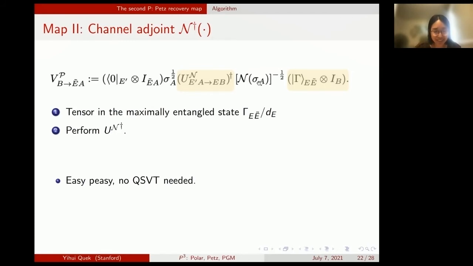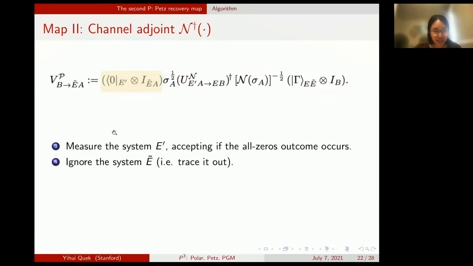Okay, so the second step is the stuff in yellow. The first thing we do is we tensor in a maximally entangled state to the input state. And then we have to perform the isometric extension of the forward channel. And neither of these steps requires QSVT. But then the last part of the second step is that we have to measure the system E prime and accept if the all zero outcome occurs. And then fourthly, we also ignore the system E tilde, but this is, like I said, just tracing it out.